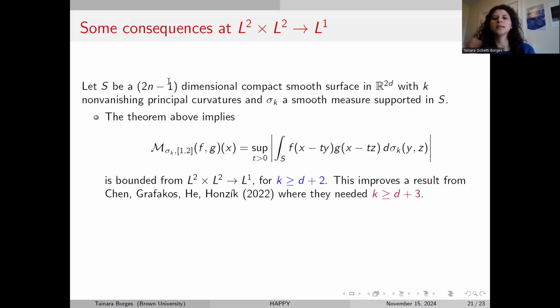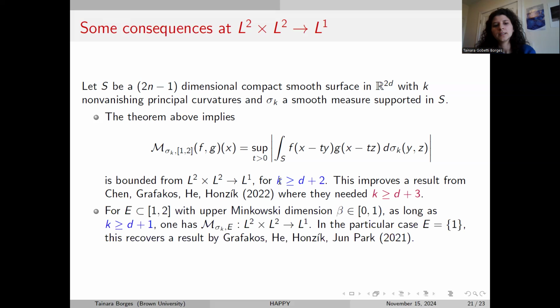So the one that would look at the averages around the point x with radius t, for all t's, you take the supremum over all t's. This operator was known to be bounded from L^2 cross L^2 into L^1 as long as the number of non-vanishing curvatures was larger than d plus 3. This is a paper by Chan, Frey and Kim in 2022. Now, from the theorem that I just stated, you could recover this with a weaker condition: the number of non-vanishing principal curvatures is at least d plus 2.